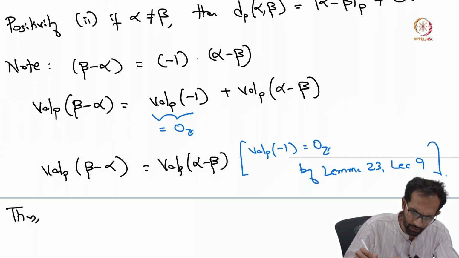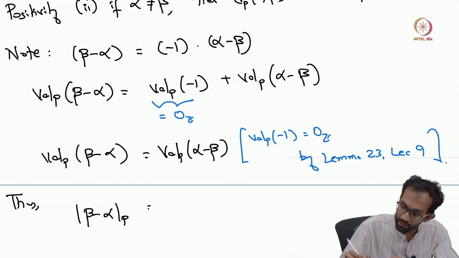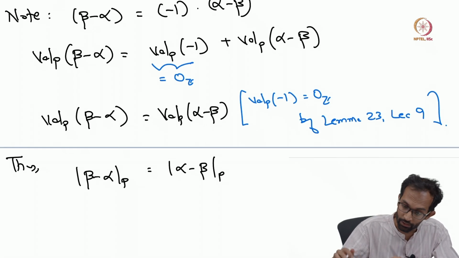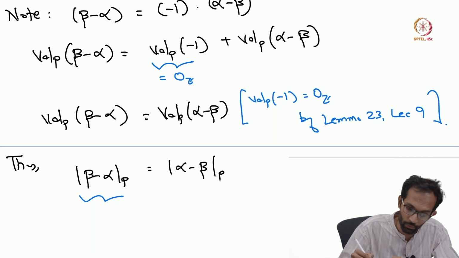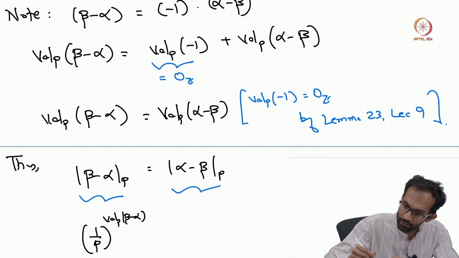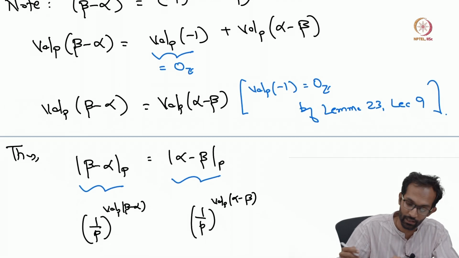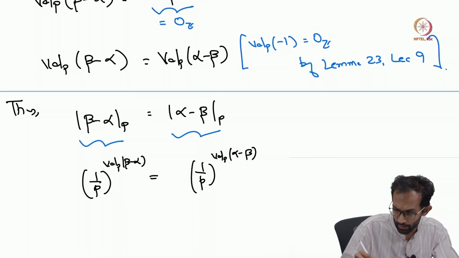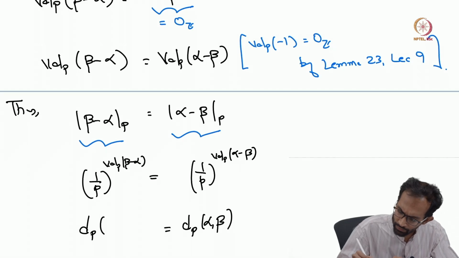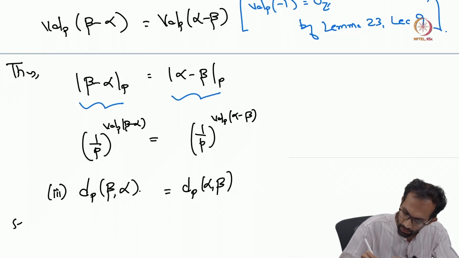Okay, and so thus it's not hard to see that the p-adic absolute value of beta minus alpha is the same as the p-adic absolute value of alpha minus beta, because on the one hand the left hand side equals 1 over p raised to the p-adic valuation of beta minus alpha, but the right hand side is 1 over p raised to the p-adic valuation of alpha minus beta. But we just saw that the exponents are the same, so these quantities must equal each other. The right hand side is the distance between alpha and beta, and the left hand side is the distance between beta and alpha. Okay, so this is property 3, which is called symmetry.